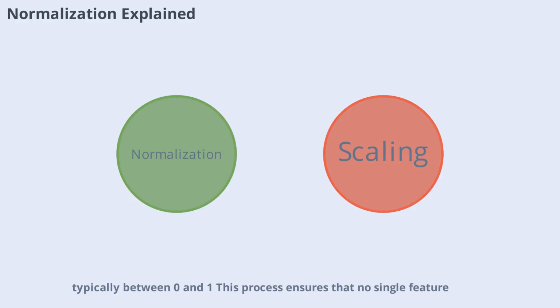This process ensures that no single feature dominates the analysis due to its scale. Normalization is especially important when using algorithms that rely on distance calculations such as k-nearest neighbors or clustering. By bringing all features to a common scale, you improve the performance and reliability of your model.